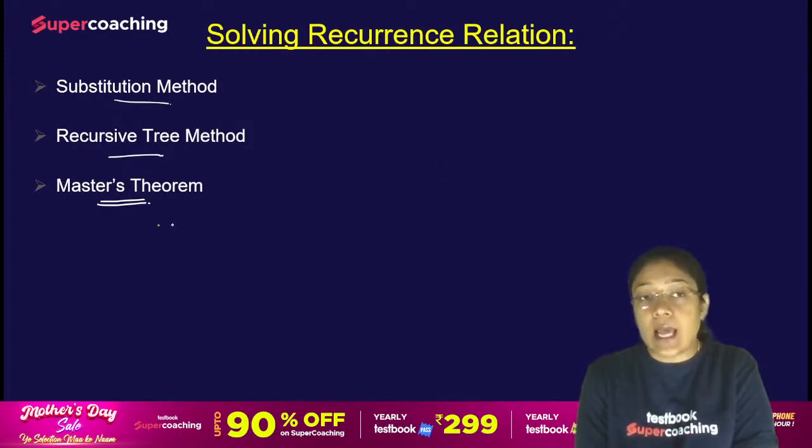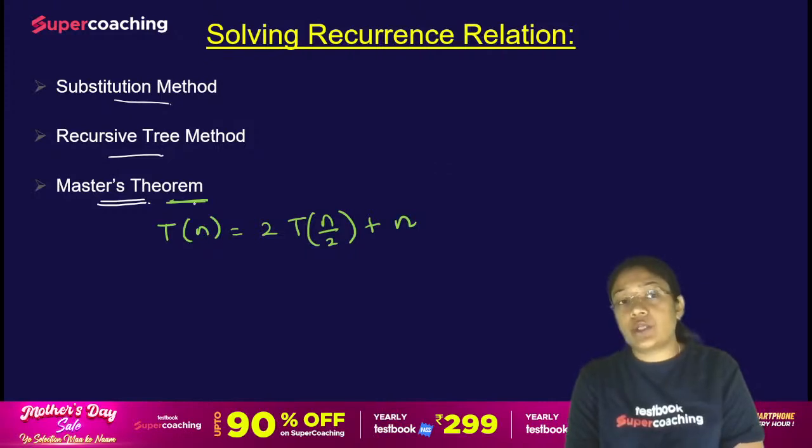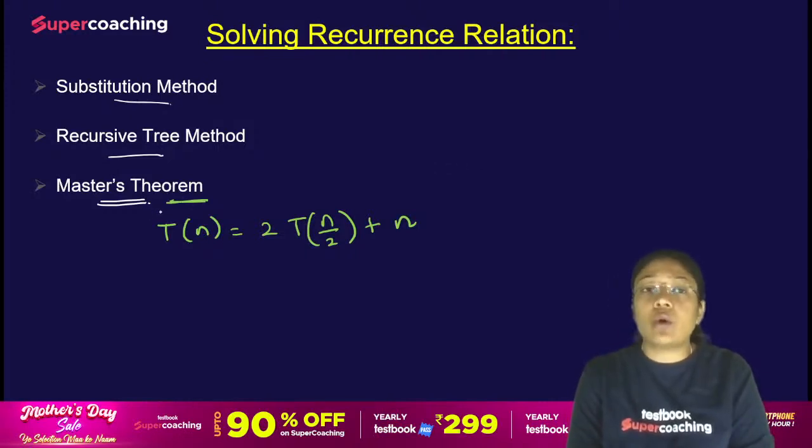Generally we can say that if T(n) is given as 2T(n/2), I'm taking the previous example. For example, this was the recurrence relation. So Master's theorem will work. Master's theorem has some restrictions. It cannot work on all the formats.